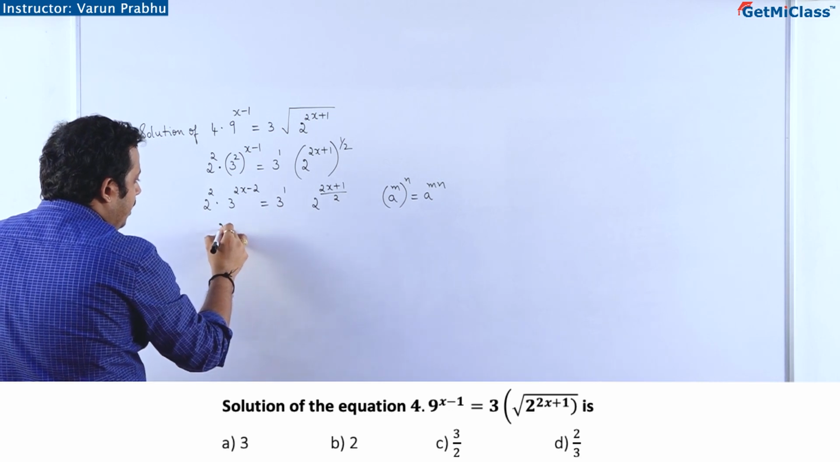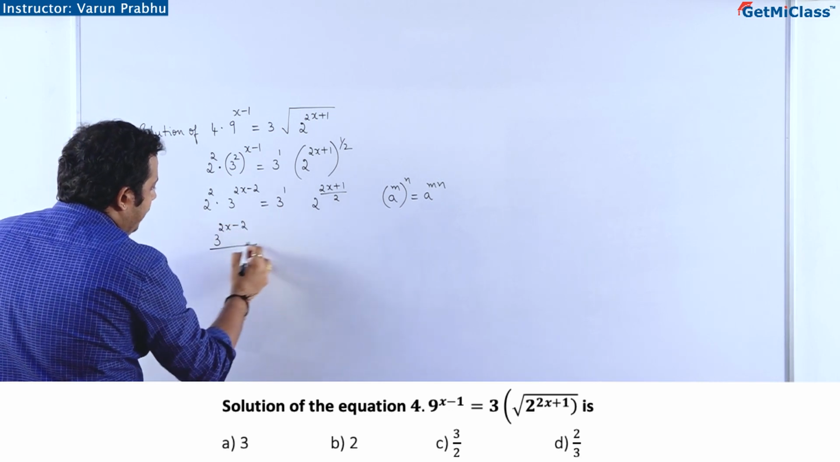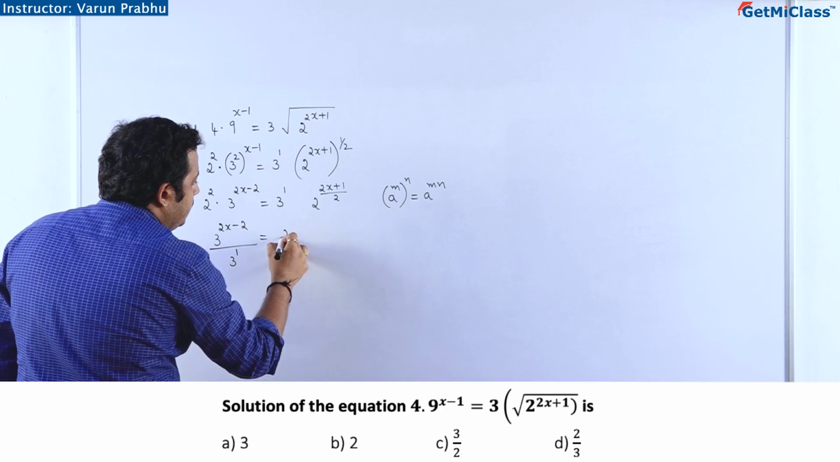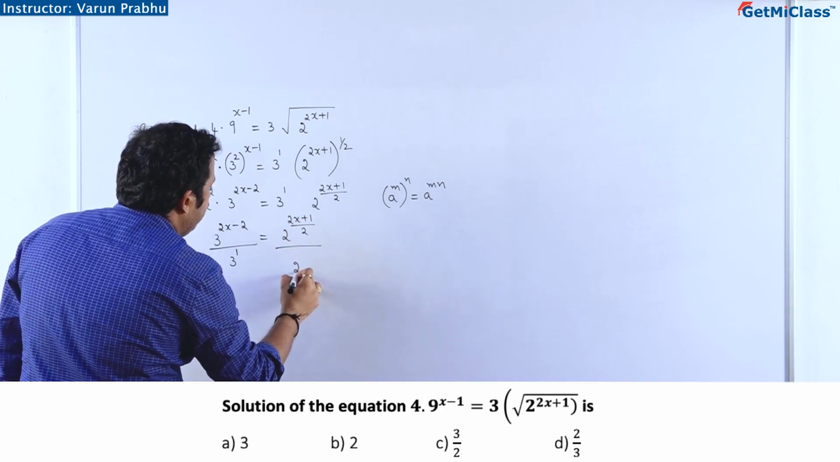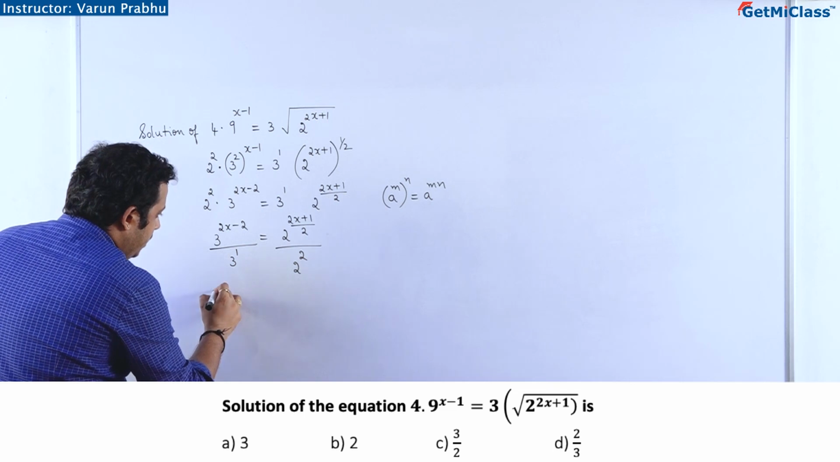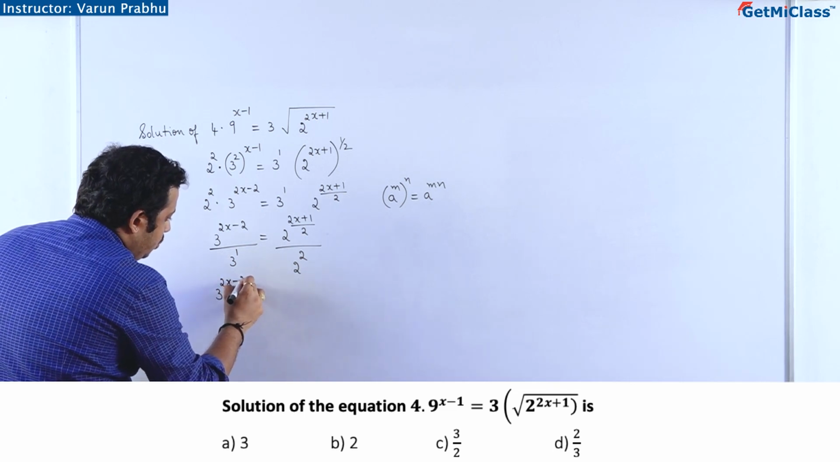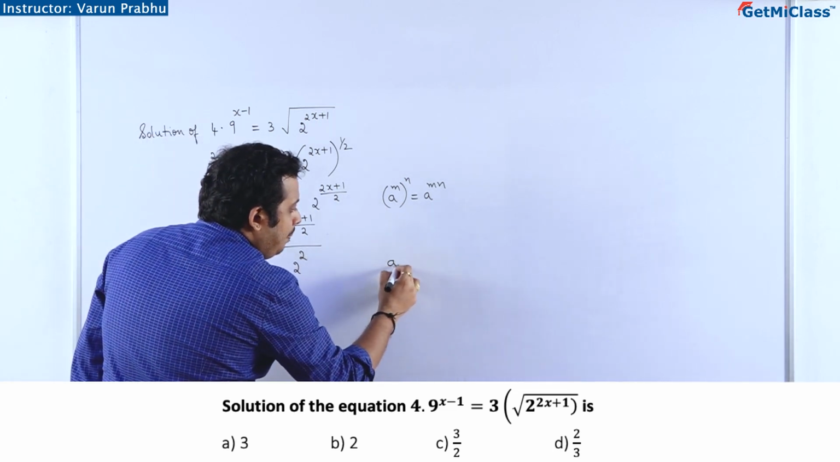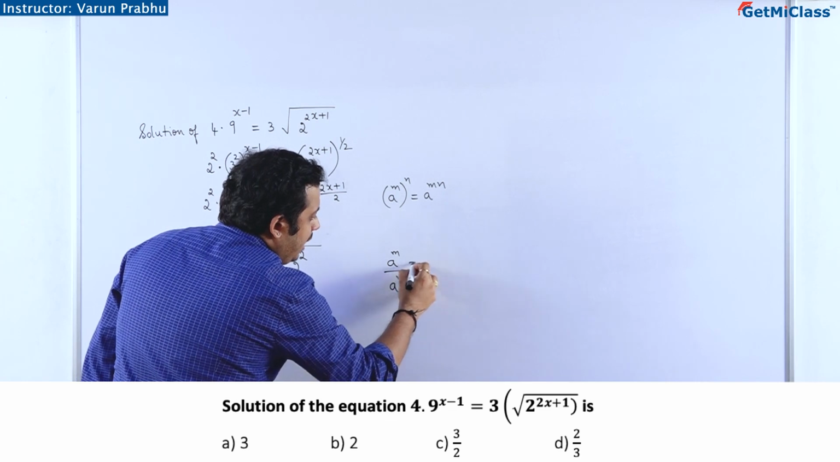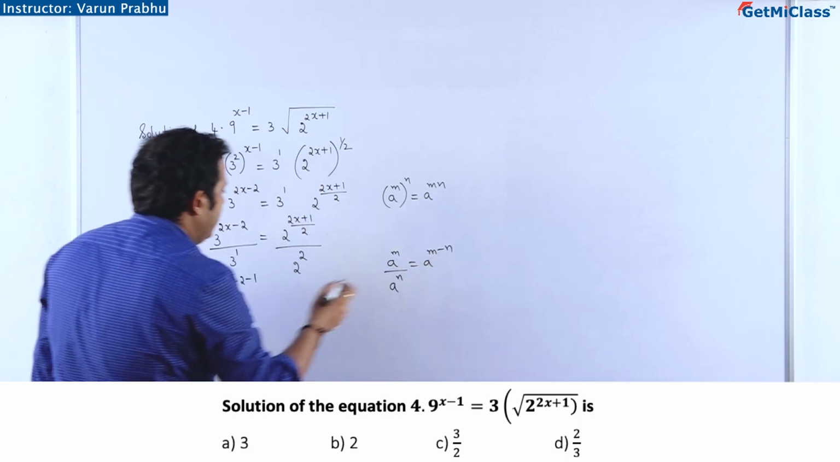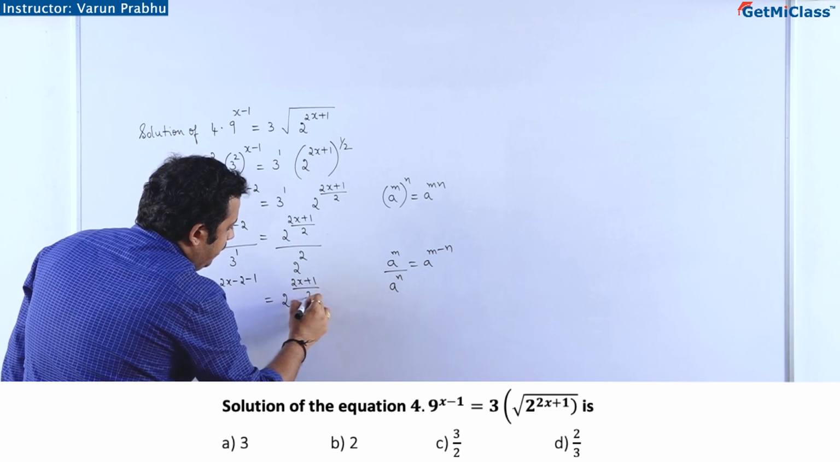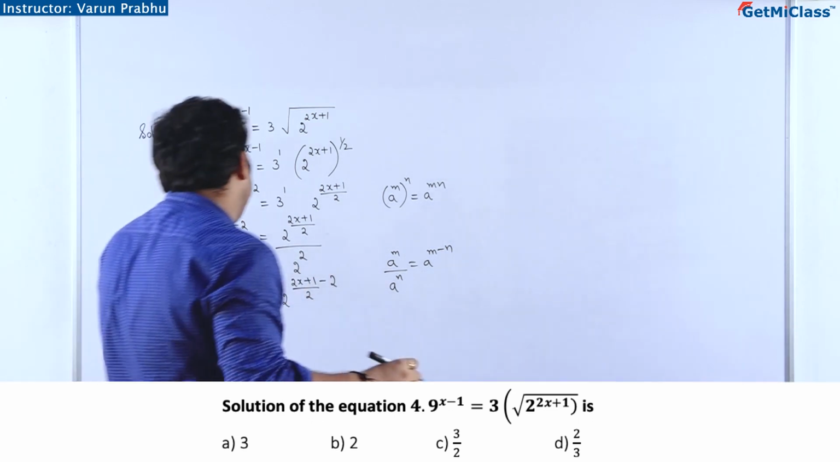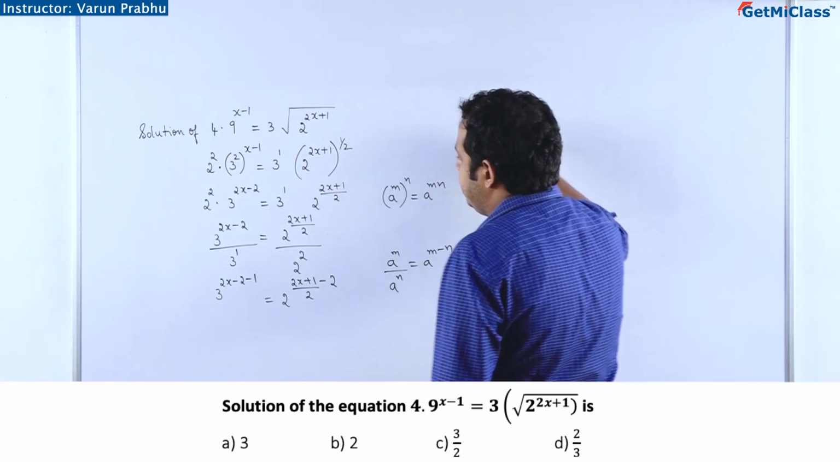Now 3 to the power 2x minus 2 divided by 3 to the power 1, that is equal to 2 to the power (2x plus 1) divided by 2, divided by 2 to the power 2. So 3 to the power 2x minus 2 minus 1. Why? A power m divided by a power n is equal to a power m minus n. That is equal to 2 to the power (2x plus 1) divided by 2, minus 2. Correct? So what will be the case now?